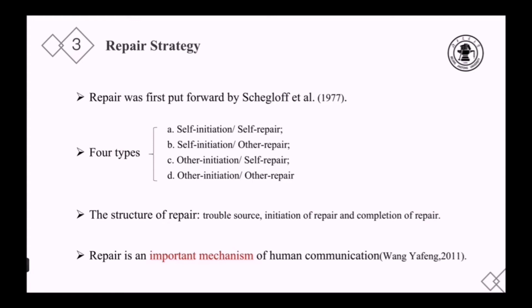And they hold that the structure of repair consists of 3 parts, including trouble source, the initiation of repair, and the completion of repair. Repair is an important mechanism of human communication. So, this is the brief introduction of repair strategy. And then is the first part of this presentation, data analysis. In this part, I will show you 2 tables.